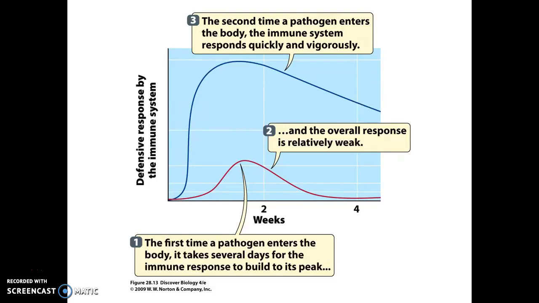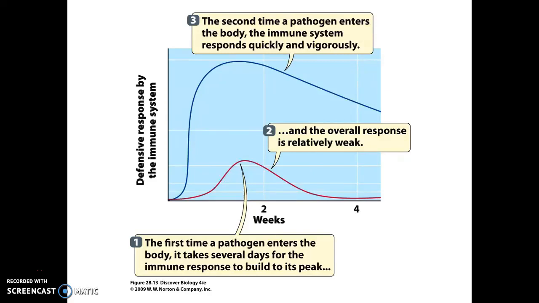The blue line represents our secondary immune response. The next time that particular pathogen enters the body, the immune system responds much more quickly and vigorously than that initial exposure. This is also, again, the reason for vaccinations.